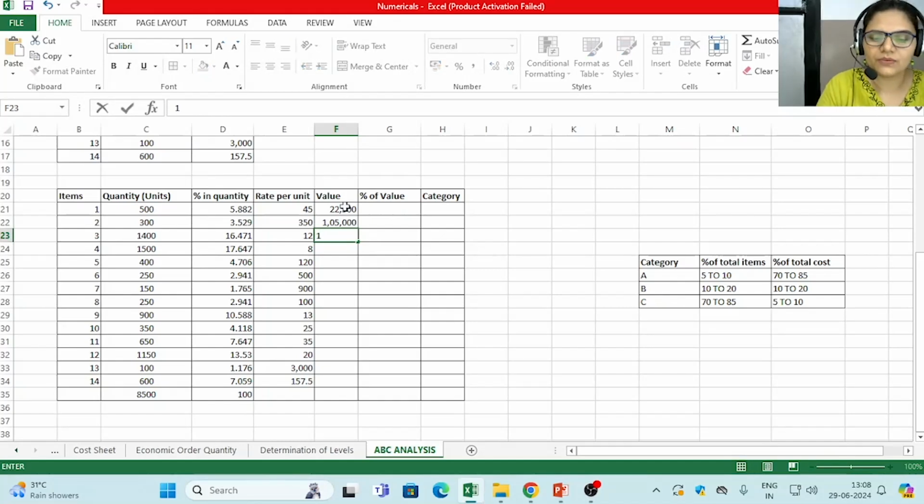Similarly, 16,800. Next is 12,000. Next is 48,000. Next is 1,25,000, which is 500 into 250. Next is 1,35,000. Next is again 25,000, 100 into 250, 25,000. Next is 900 into 13, 11,700. Next is 8,750. Next is 22,750.